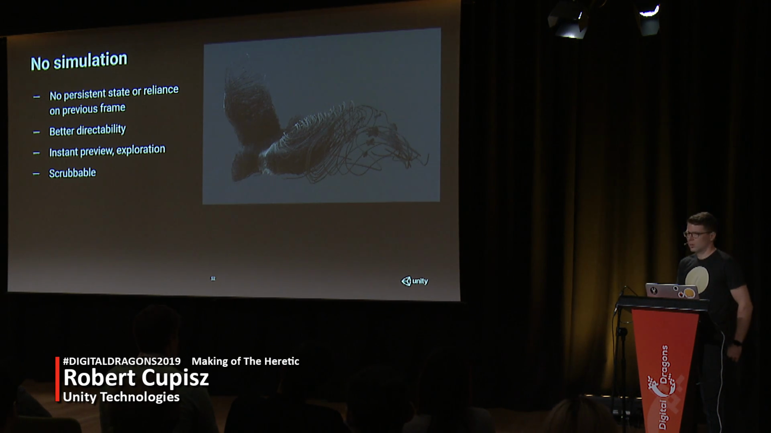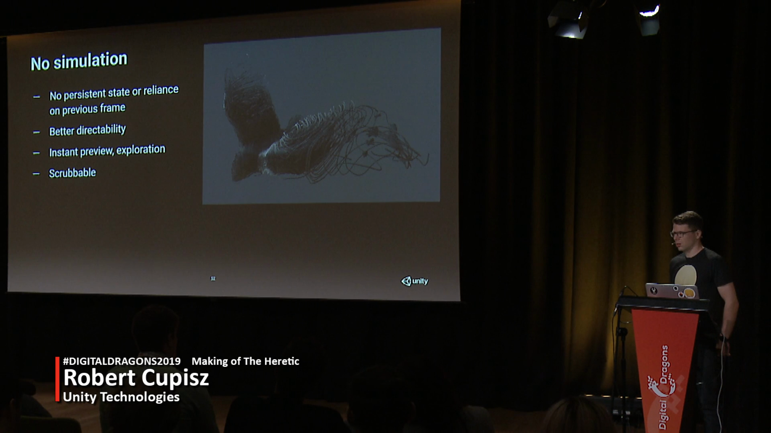The important bit was that we wanted to avoid simulation as much as possible, because simulation is very difficult to control, very difficult to direct, to explore what's going to happen. You have to play through it every time. It doesn't work well with exploring lots of shapes, and it's definitely not scrubbable. So we wanted a system where if we just know all the positions of the control points and all the parameters, we can instantly evaluate the entire shape of the entire form.